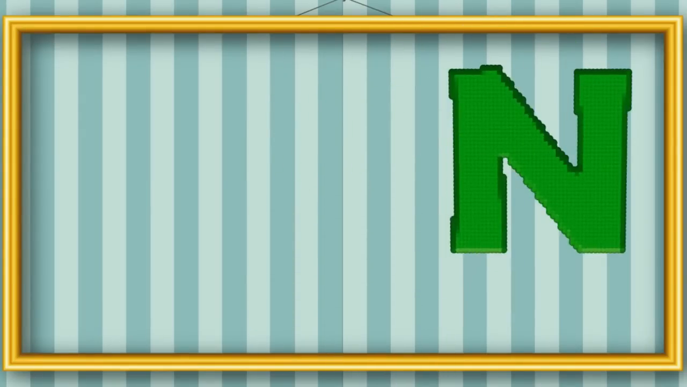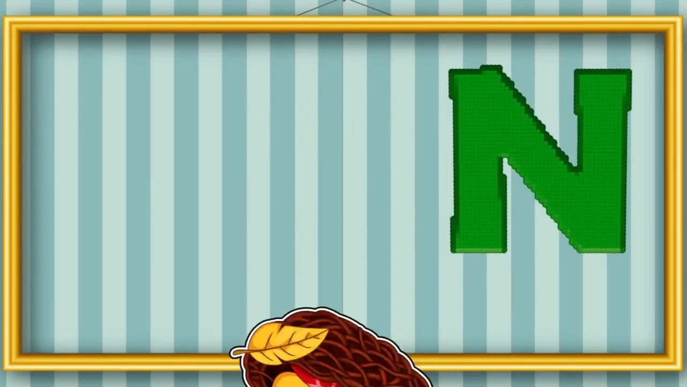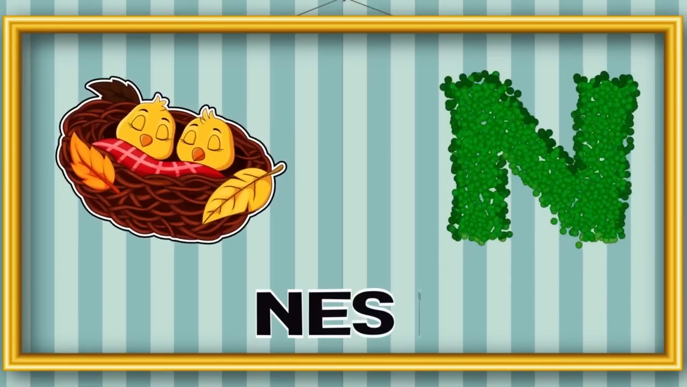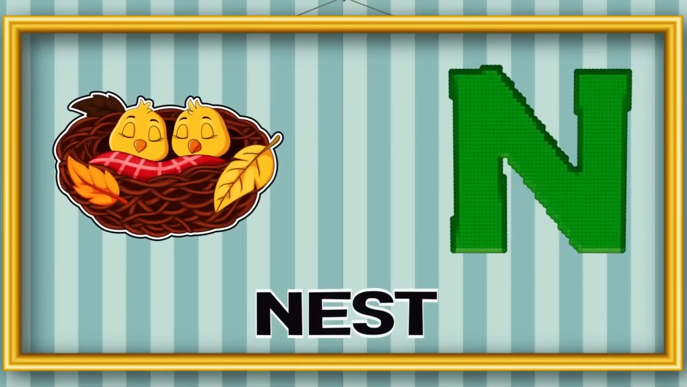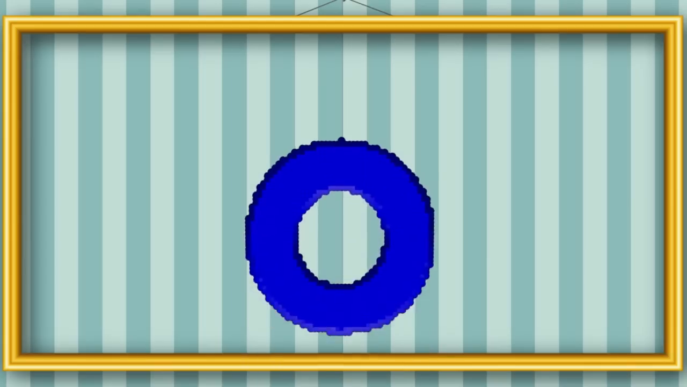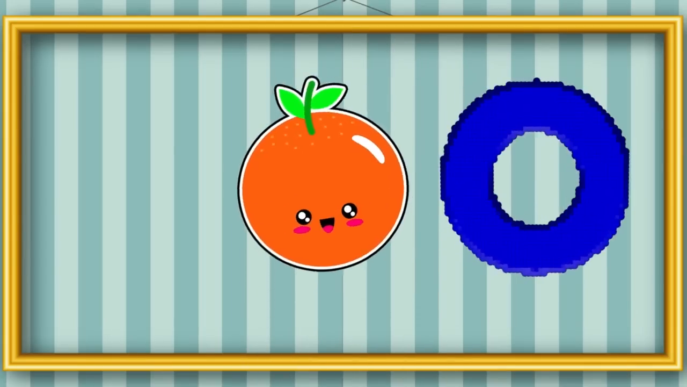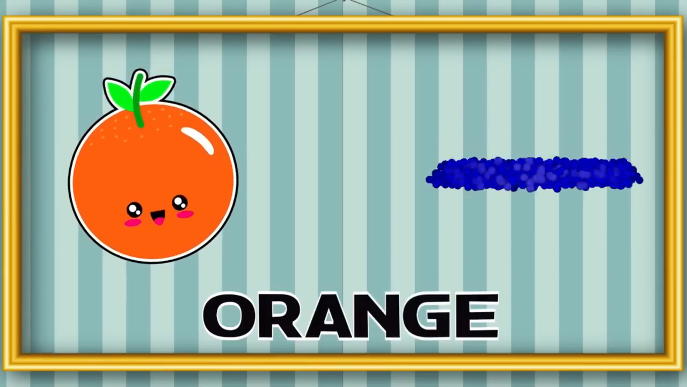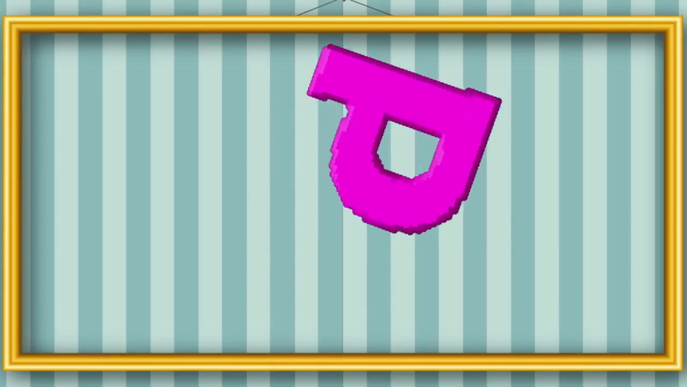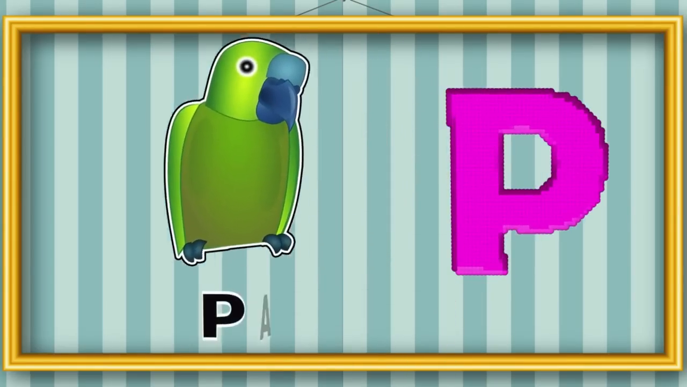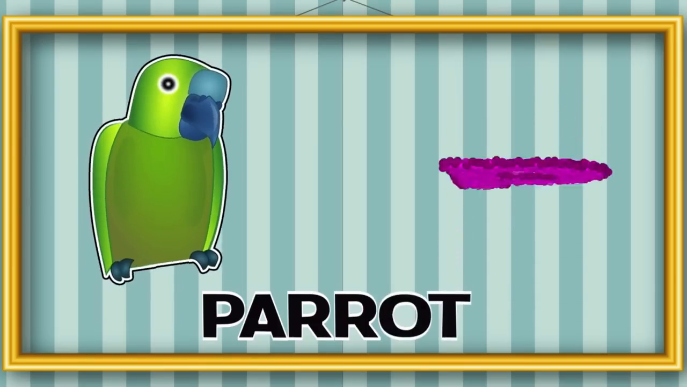N. N is for nest. Nest. O. O is for orange. Orange. P. P is for parrot. Parrot.